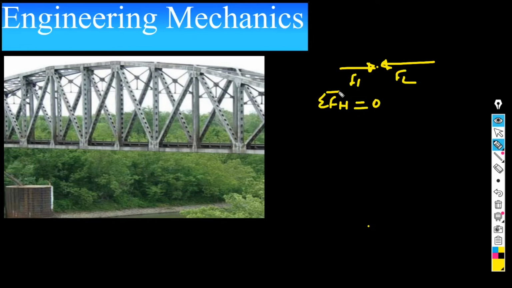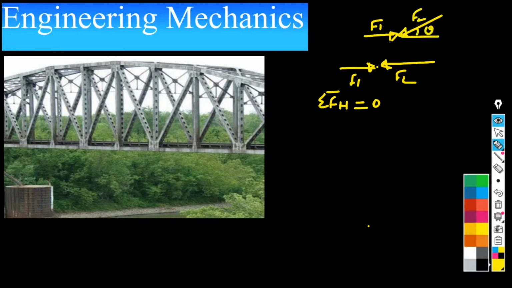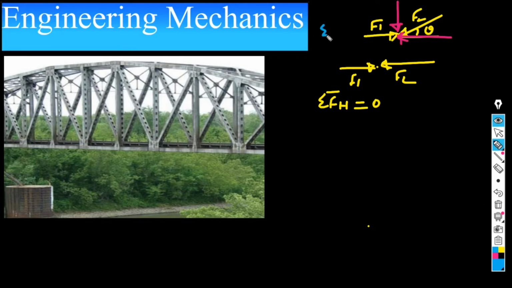Let me take one more particle. Let me apply force F1 in this direction, and force F2 in this direction, which is making some angle theta with the horizontal axis. Force 2 can be resolved into horizontal as well as vertical components. Assume the horizontal component of force 2 and the horizontal component of force 1 have the same magnitude. If I find the resultant in the horizontal direction, it would be 0.